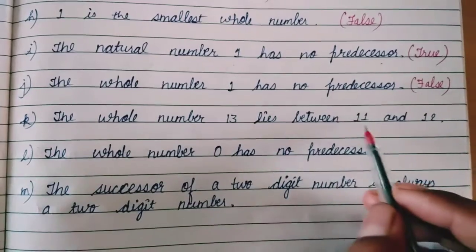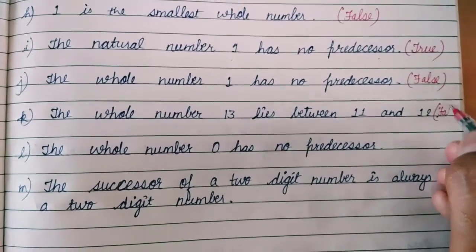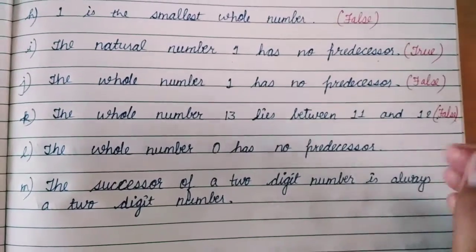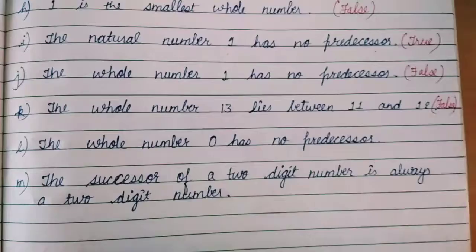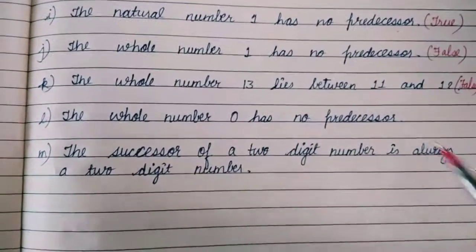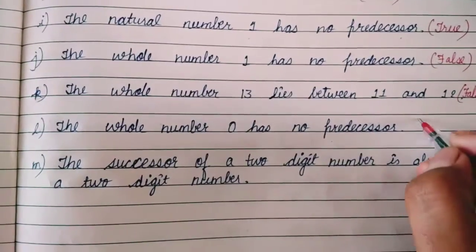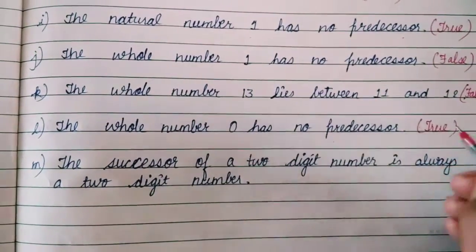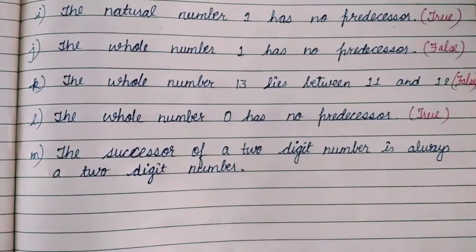Okay. Then the whole number 13 lies between 11 and 12. Is 13 coming in between 11 and 12? No. It is coming after 11, 12. You are counting 11, 12, 13. So 13 is coming after 11 and 12. Then the whole number 0 has no predecessor. Absolutely right, because whole numbers start with 0 and before 0 we don't have any number.